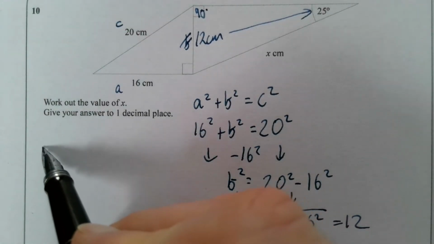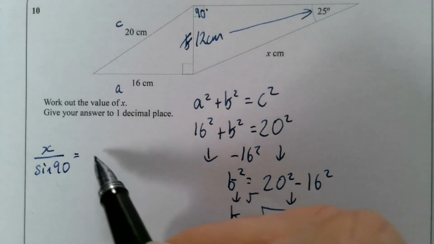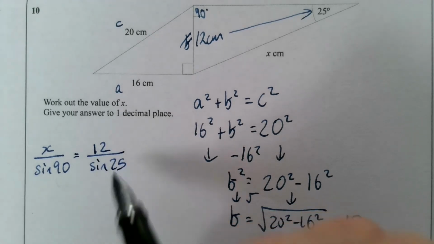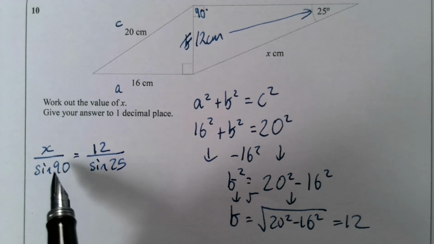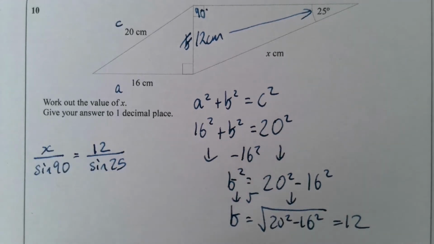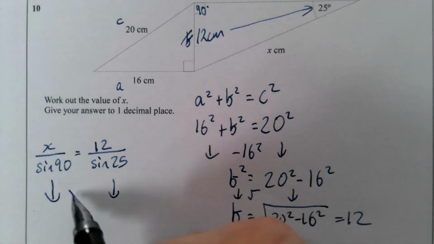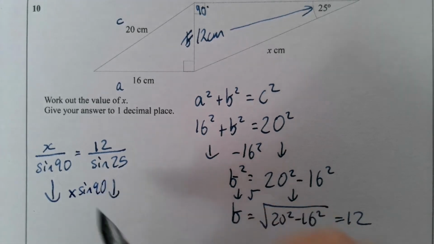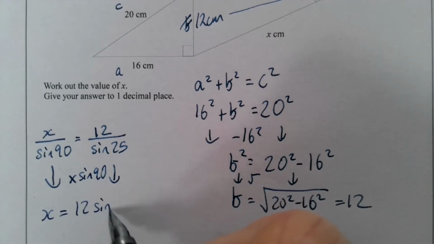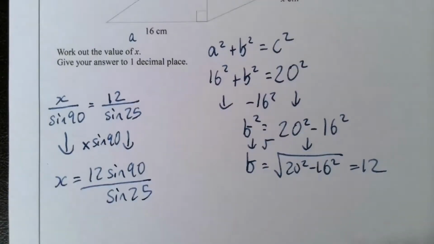So I've got my x over sin 90 is equal to my 12 over sin 25. Remember, the angle always goes with the sin, and whatever your x is, you always put that one on top and then work it from there. Now we need to get rid of this divide by sin 90 by multiplying both sides by sin 90, and it gives you x equals 12 sin 90 over sin 25.